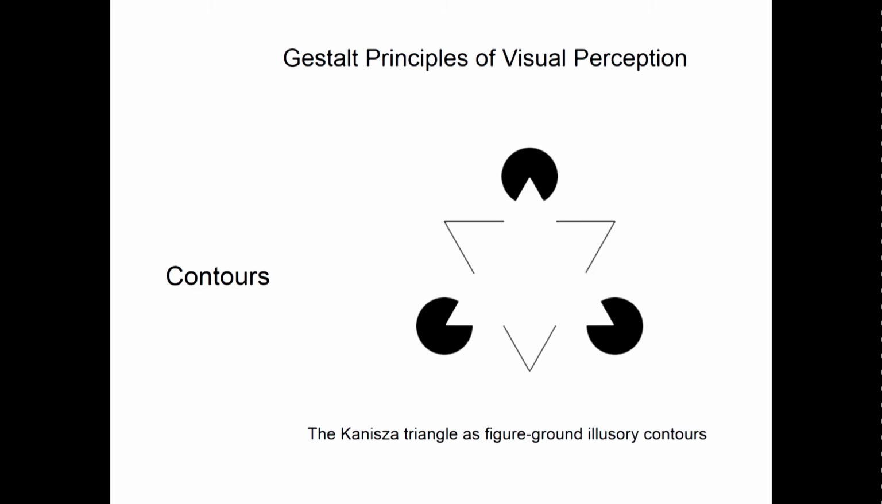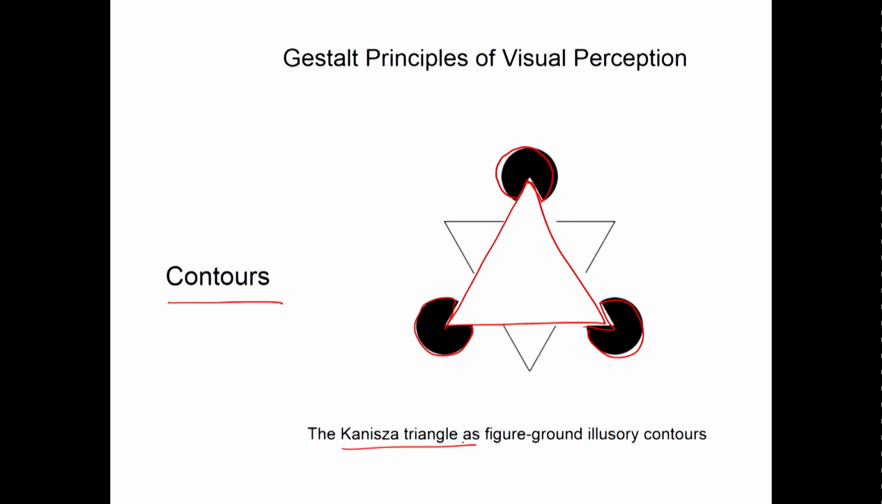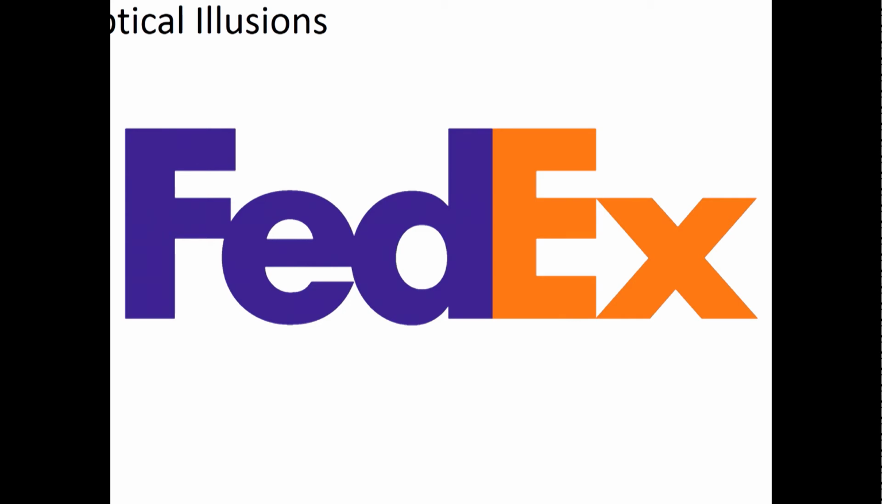Similarly, this also is a closure example, or also it is called the contours. You can see that even though there is a Pac-Man kind of shape, we perceive an object here which is not there. We perceive the closure of the shape, right. This is called the Kanizsa triangle, shown in the figure-ground illusory contrast, and this is one of the classical examples of optical illusion. Okay.